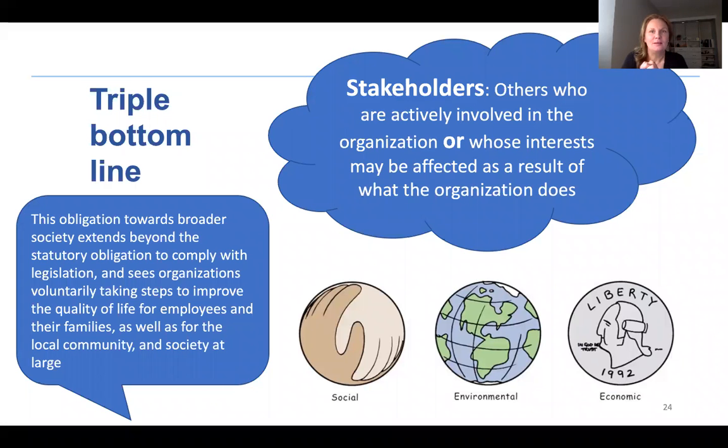All right, let's take a look at the triple bottom line. We're still in chapter 1. Typically, when we think of organizations, we think of corporations, and corporations exist to have a profit, meaning to make money for whoever owns it. Those are typically stakeholders that are called shareholders. We also have other types of stakeholders, but shareholders are the owners of the company.